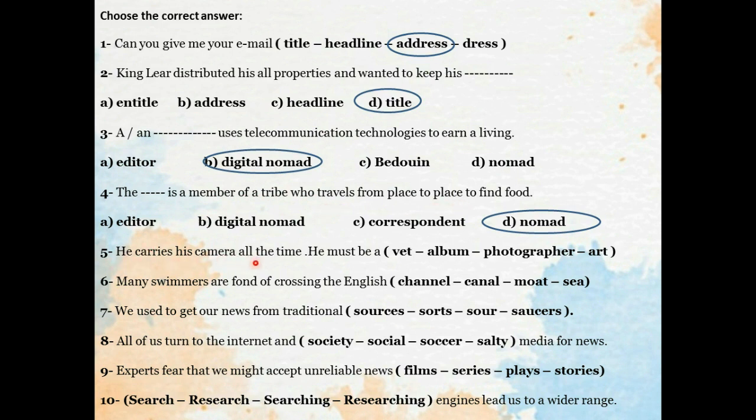Number five, he carries his camera all the time. He must be a photographer. Number six, many swimmers are fond of crossing the English what?